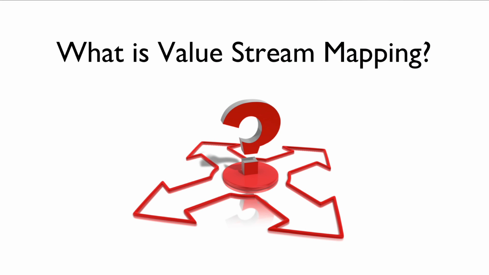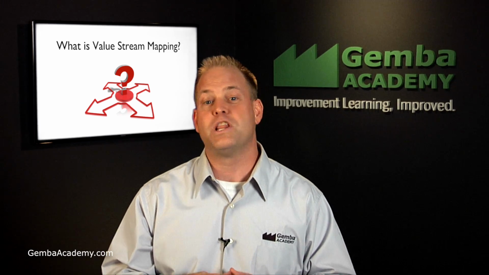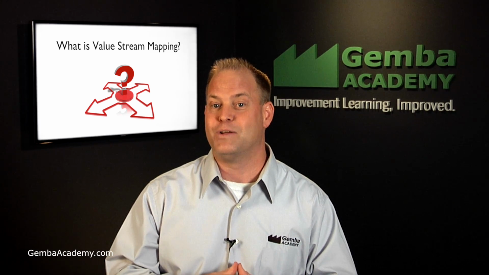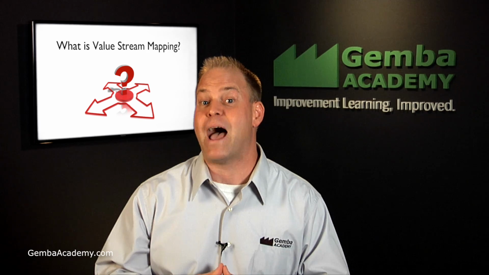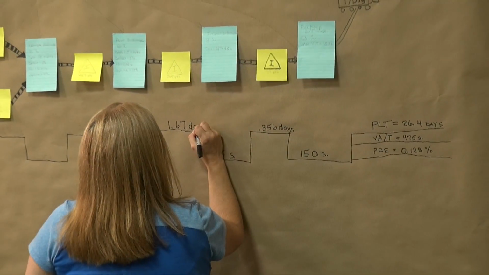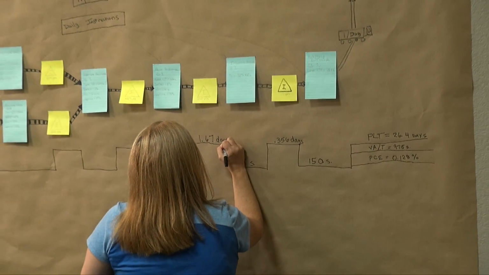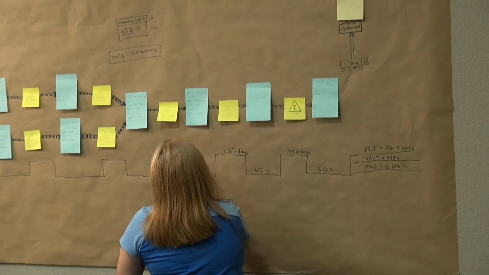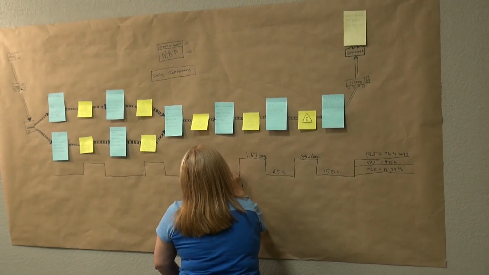Okay, well, now that we have a better understanding of what a value stream is, let's talk about one of the most powerful lean tools we have available to us, value stream mapping. Well, value stream mapping is a visual tool that helps us document all the activities required to receive and fulfill a request from our customer. It helps people see what's really happening in the process through direct observation.